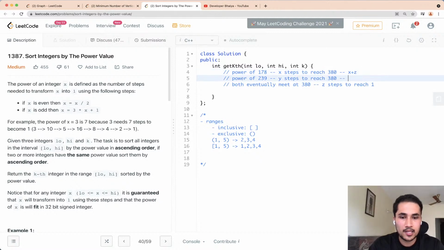And this can be as simple as y plus z, right? Instead of computing the power of 380 again and again, we can reuse that. So that's what memoization is, right?